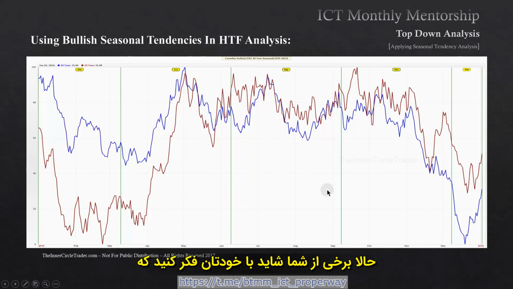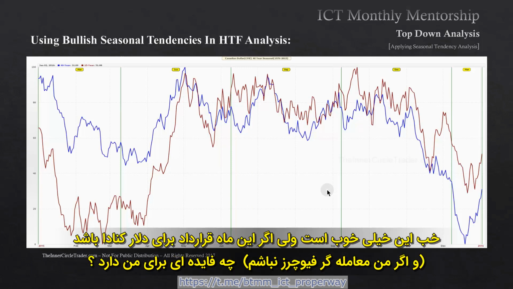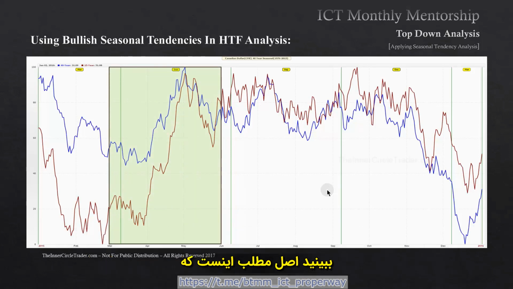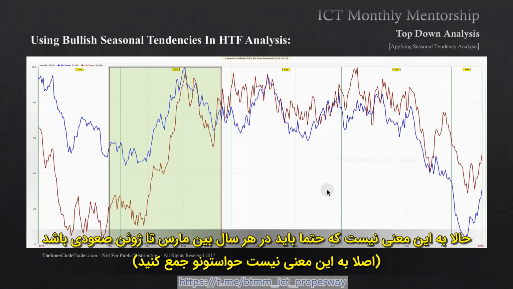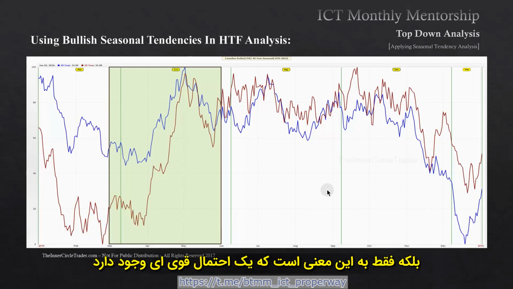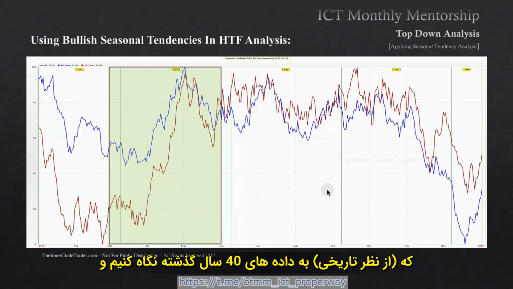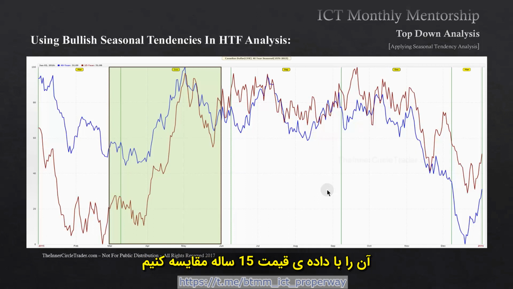Now, some of you may think to yourself, well, that's great. If this is the contract month for Canadian dollar, what does that mean to me if I'm not really a futures trader? Well, the main thing is this is the seasonal tendency that you would expect Canadian dollar futures to rally. Now, it does not mean that it's going to rally every single year, March to June. It just means that there's a strong probability that historically, looking back over 40 years worth of data and comparing it against 15 years worth of data, there is a strong underlying, dare I say it, element of truth to the fact that there is a tendency for this to rally.